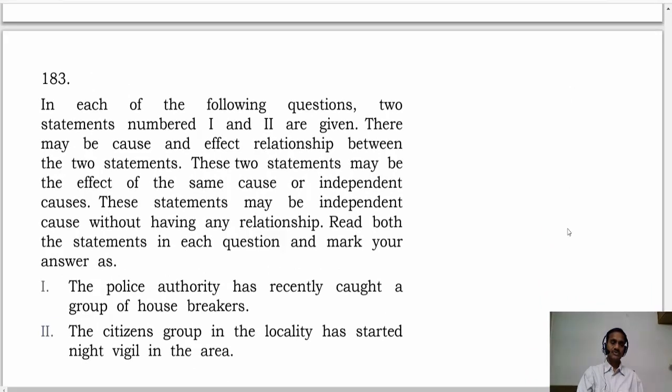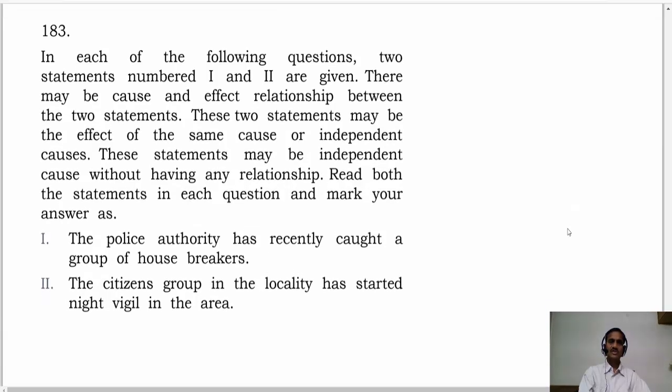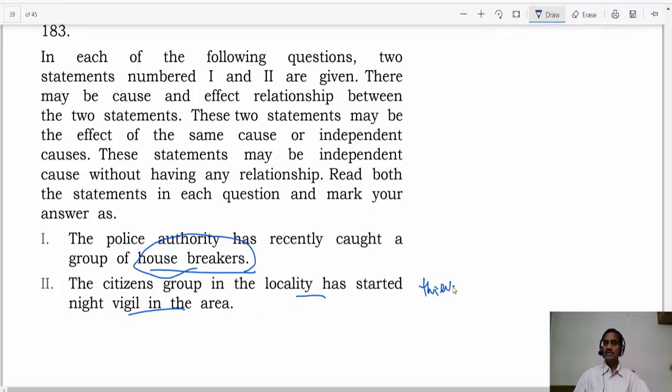183. Now in this question number 183, what is the information we have? Maybe independent causes are having a relationship. Now the police authority has recently caught a group of housebreakers. Housebreakers means thieves. They say thieves have been caught. And the citizen group in the locality has started night vigil. Why? What could be the reason? Maybe the thieves are more. The thieves are roaming more in that area. Hence the citizens group in that locality has started night vigil.